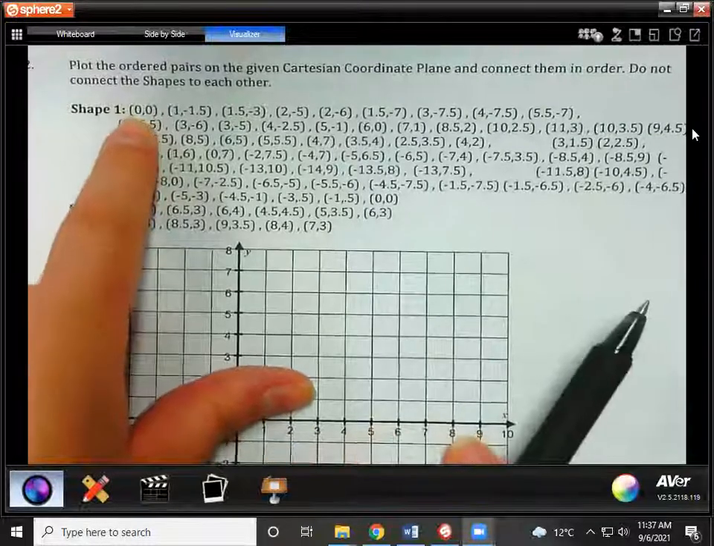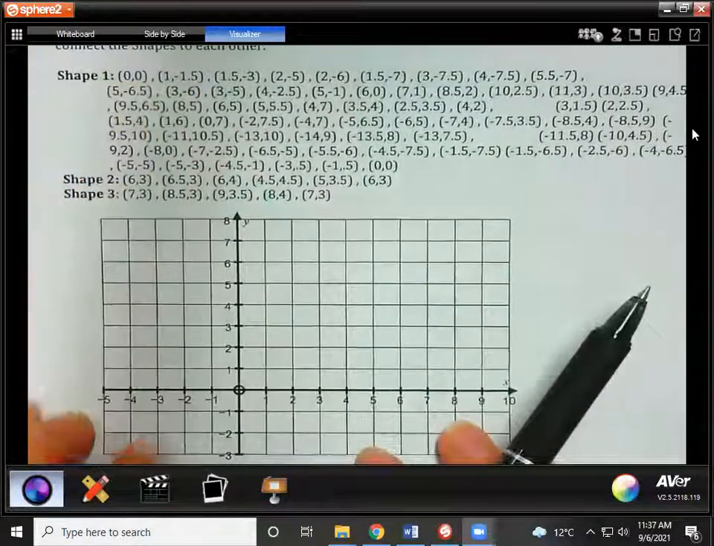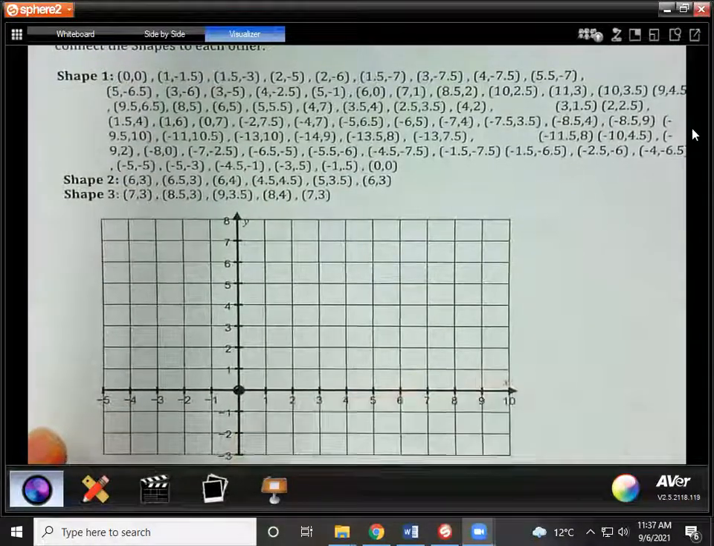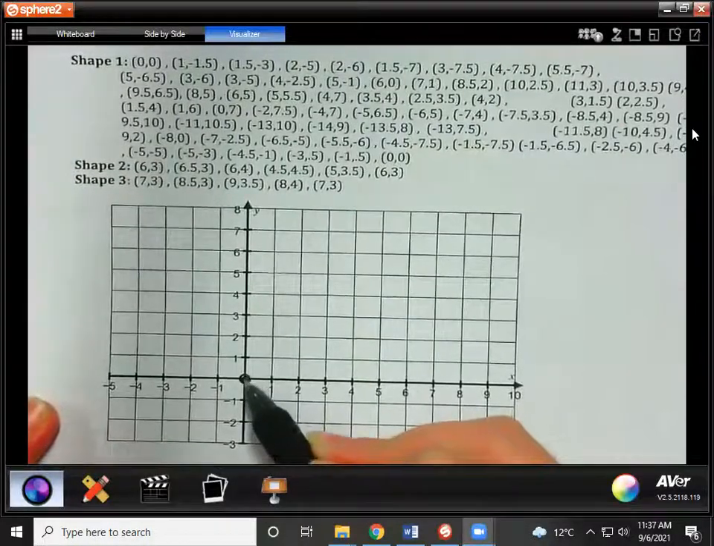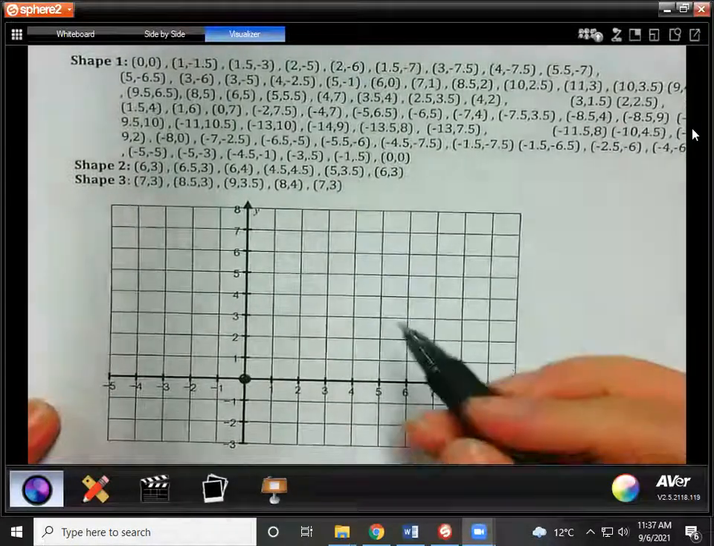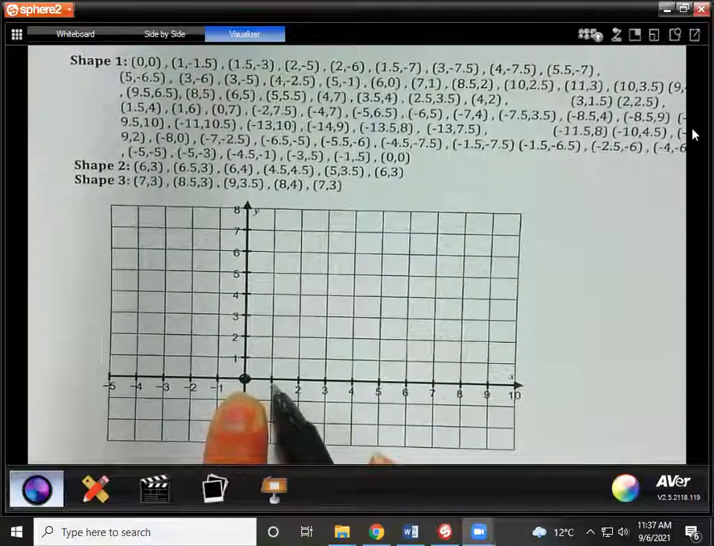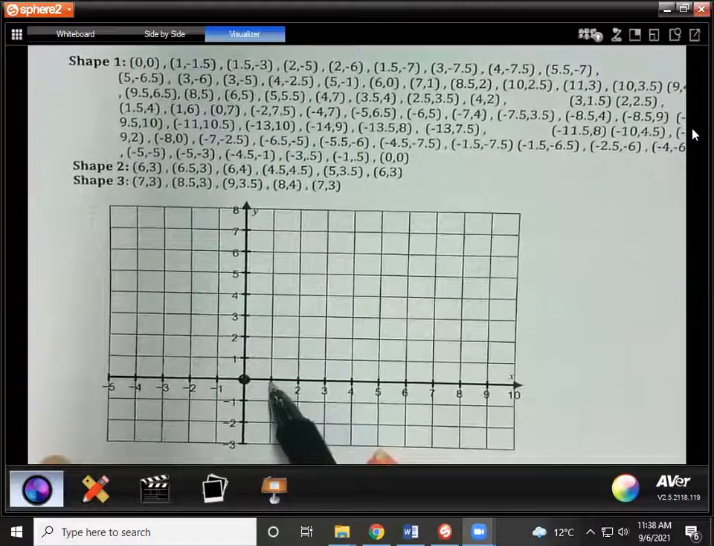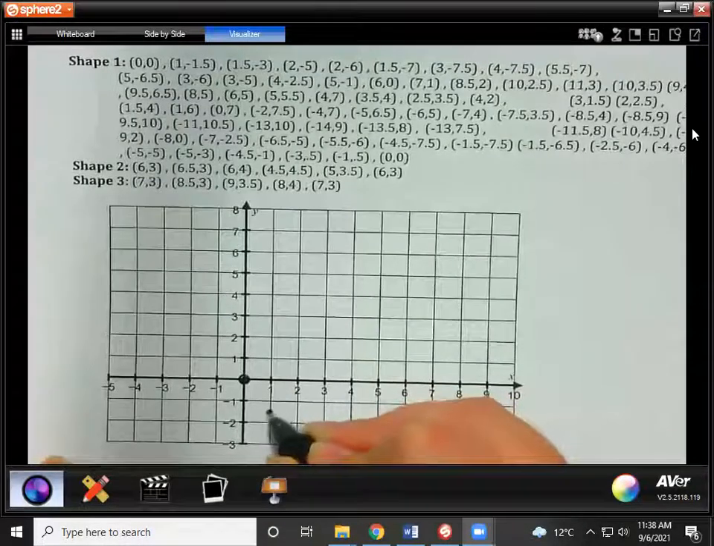Let me help you get started with shape 1. The first point is 0, 0. Now, guys, where's that? 0 and 0. There we go. It's there where the two axes intersect. Okay, so just make a point there. It's basically in that 0 there. That's the first one. The next one is 1 on the x-axis and -1.5. So -1.5. So over there.